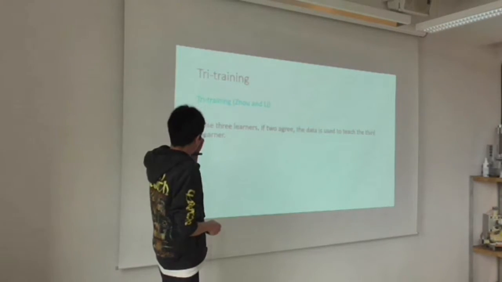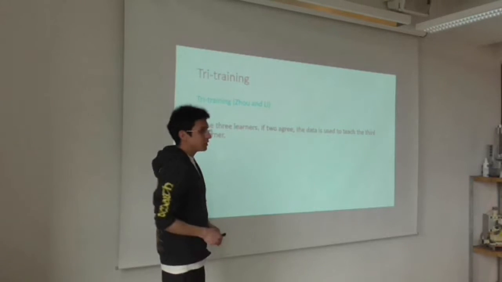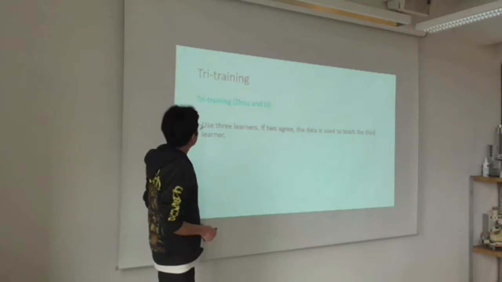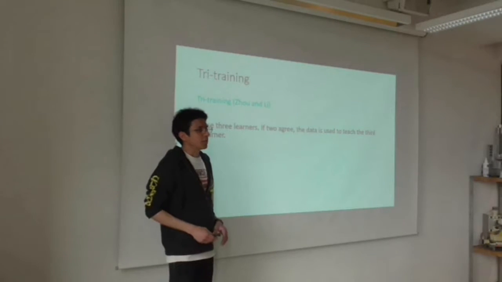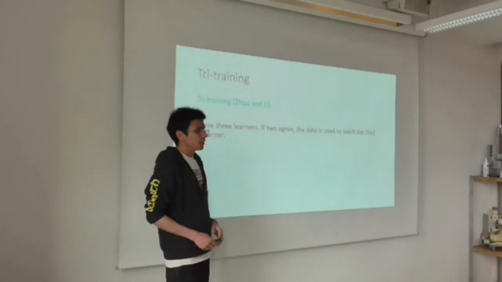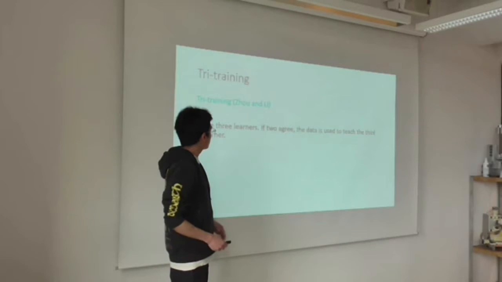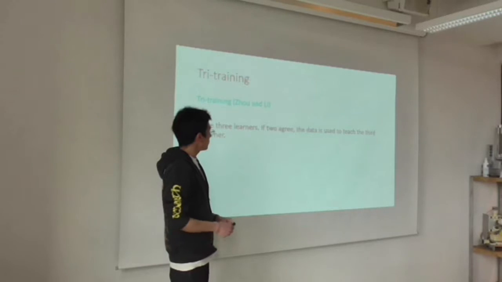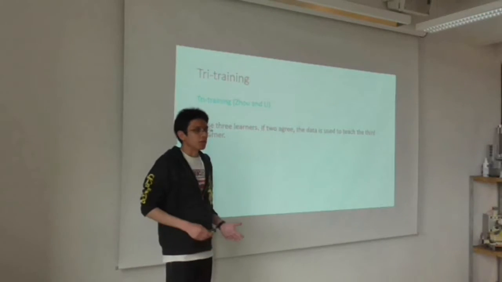And later on, in order to deal with this type of conflicts, Xu and Li came up with this idea of having these three training algorithms. So instead of having just two learners, we will have three learners. And the idea is rather simple. If two of the learners agree, then that data point is used to teach the third learner.